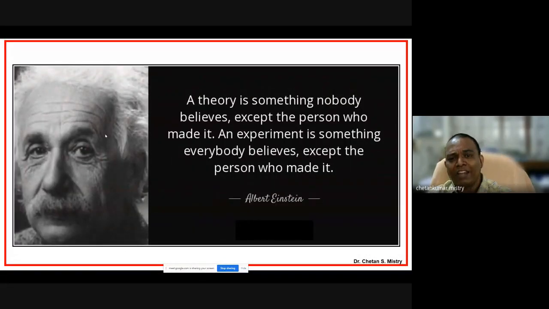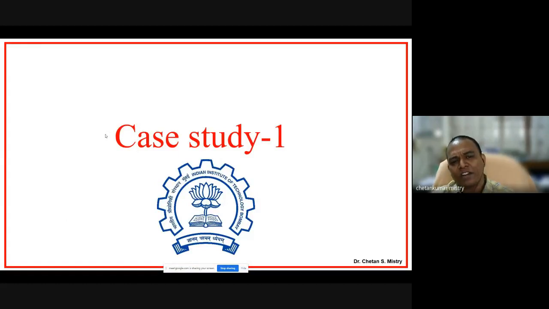Now, it's well said that a theory is something nobody believes except the person who made it. That's what has been quoted by Einstein. But an experiment is something everybody believes except the person who made it. That's the biggest challenge in the world. Okay, with that, let's try to understand different case studies.